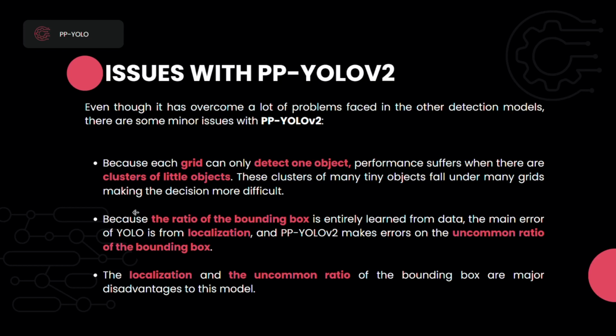Because the ratio of the bounding box is entirely learned from data, and the main error of YOLO is the localization error, PP-YOLOv2 makes errors on the uncommon ratio of the bounding box. So we have two issues with the PP-YOLOv2 model. The first one is the localization error, and the second one is the uncommon ratio of the bounding box, which are the two mentioned disadvantages of this model.